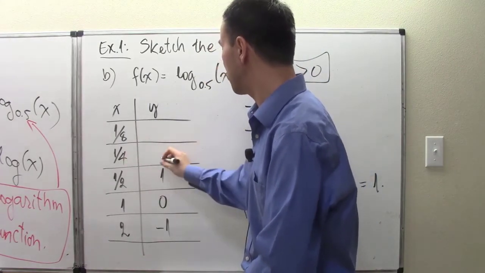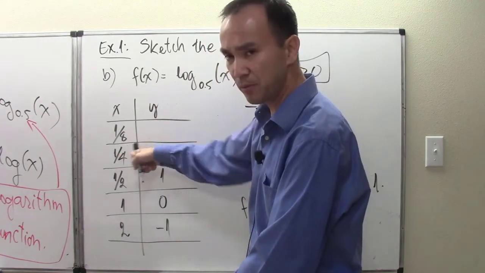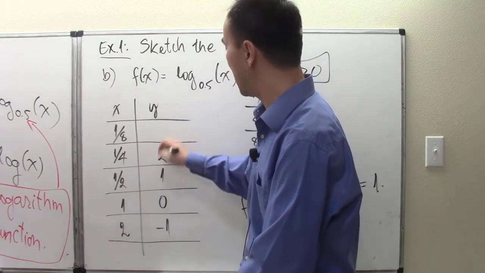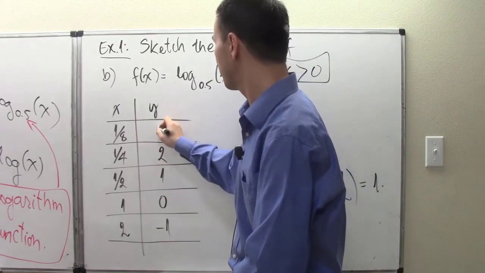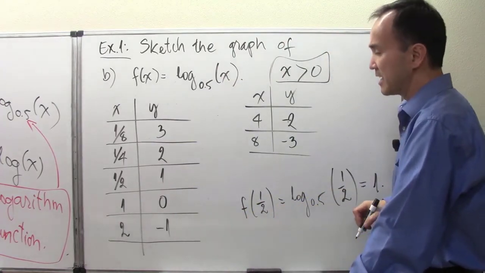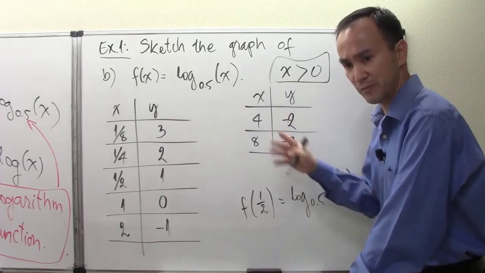The input should be positive. The output should be 2. 1/4 is the input. The output now should be 2. When the input is 1/8, the output is going to be +3. All right, so +3 for the output, so that should be enough for our table of values.